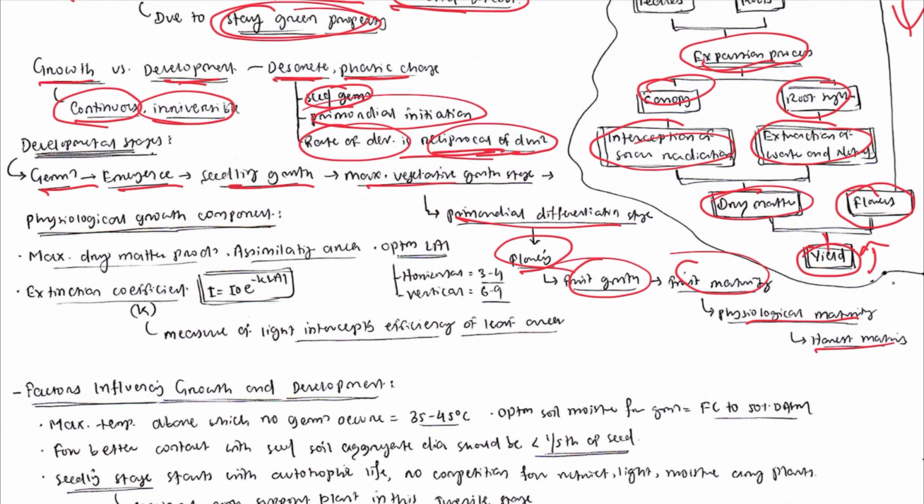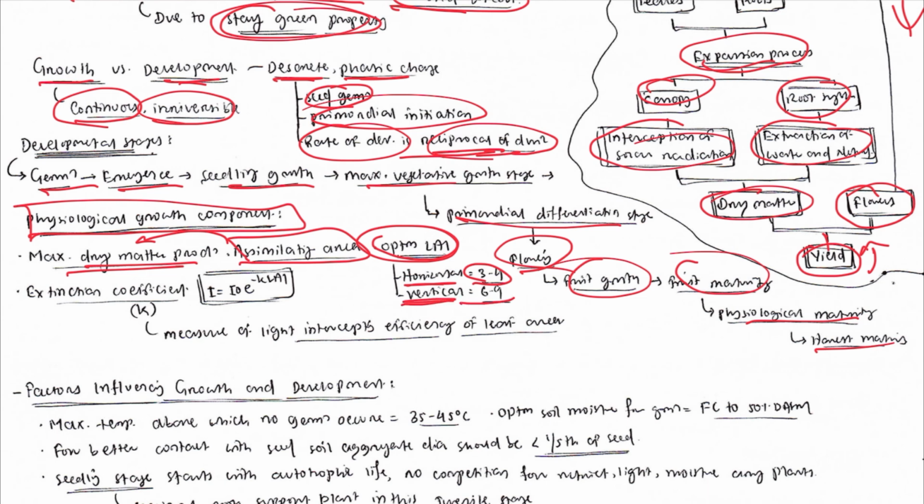Now the physiological growth component. Okay, see maximum dry matter production. What is maximum dry matter production? That means when all the factors contributing to growth and development are optimum, then there is maximum dry matter production. If the assimilatory area is optimum, then it also contributes to maximum dry matter production. Assimilatory area means you have to consider the optimum LI. Optimum LI for horizontal leaves is 3 to 4, and optimum LI for vertical leaves is 6 to 9. You have to remember this.